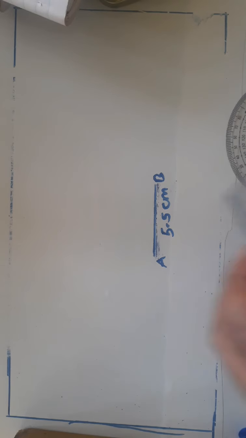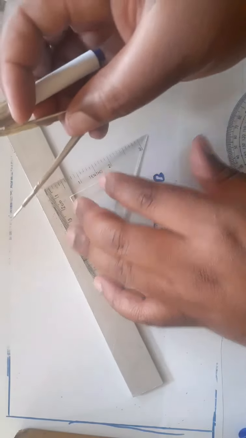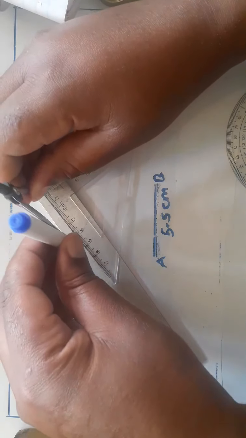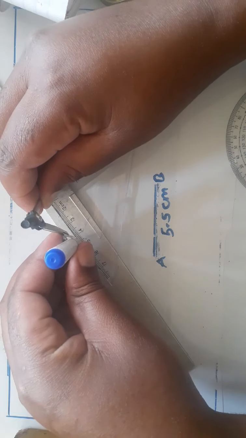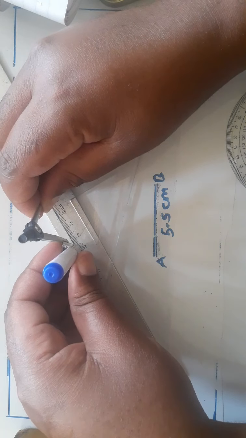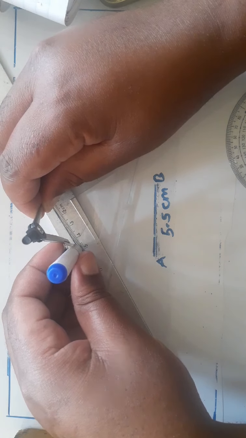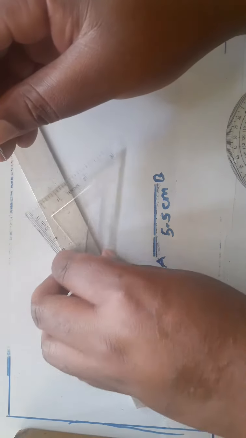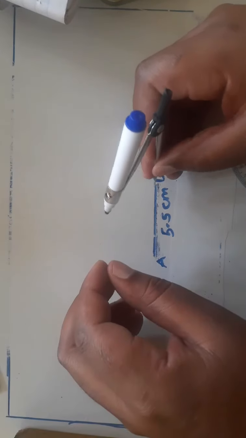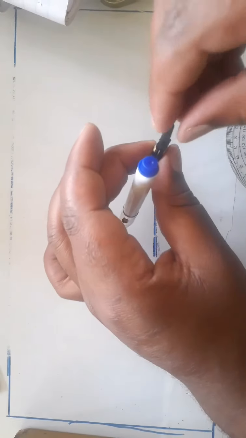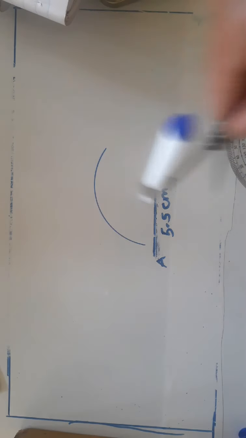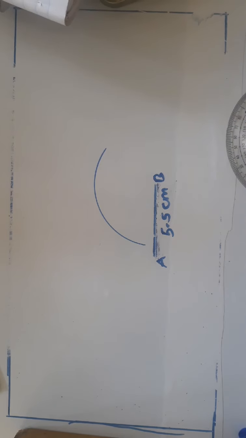So I'll do the measurement again for 4.7. You start from 0 here up to 4. You can see that this is 4.5, so 4.7 is somewhere here. That's how you extend. This is your 4.7 somewhere here. Come to B. With B as your center, you hold the compass and create an arc.